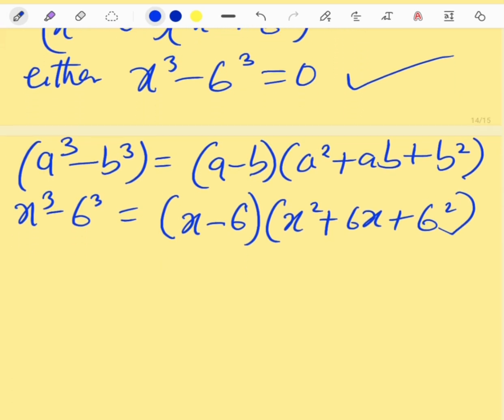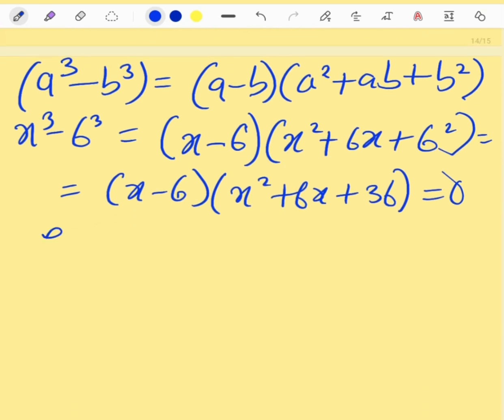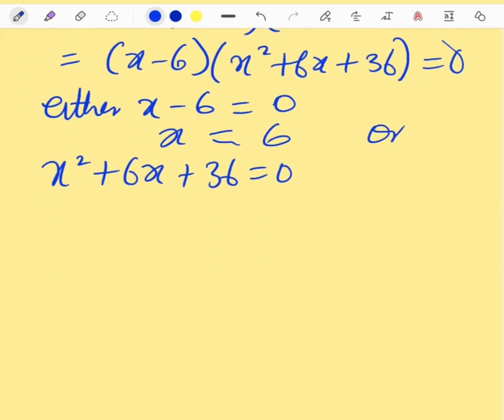So we continue to expand it. When we expand it, we'll have x minus 6 into x squared plus 6x plus 6 squared, which is 36, everything equal to 0. So either x minus 6 is equal to 0, so x is equal to 6, one solution, or x squared plus 6x plus 36 is equal to 0. So we can use the quadratic formula. Our a is 1, our b is 6, our c is equal to 36.